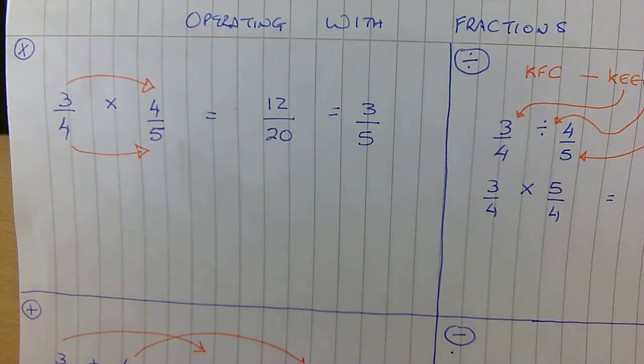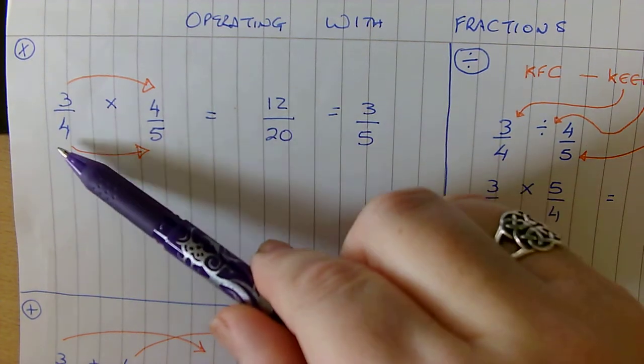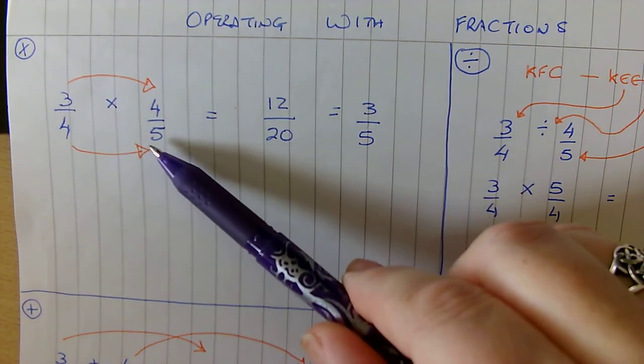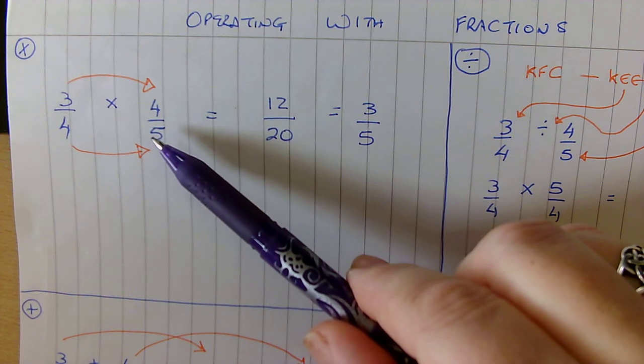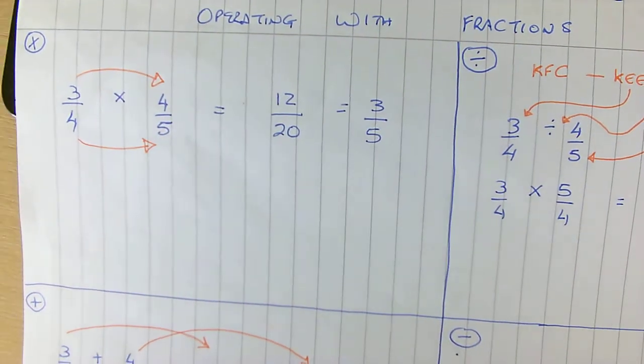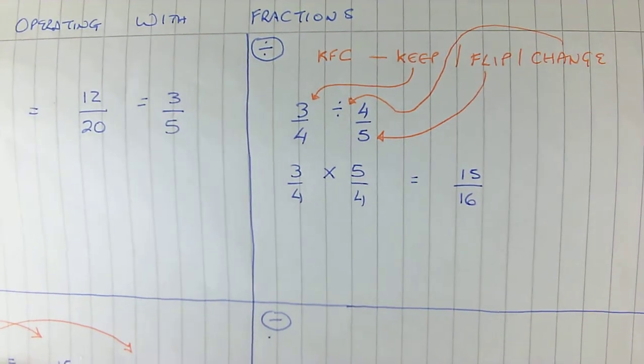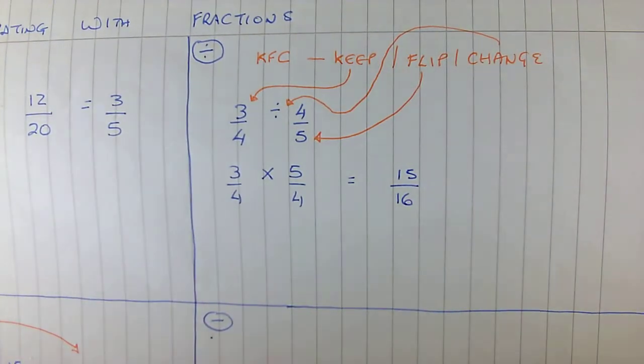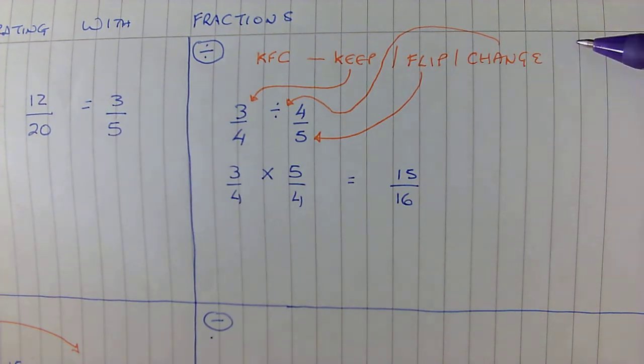Okay, so fairly straightforward. If you're starting off with a mixed number here, then you would always convert your mixed number to a fraction first. Okay, so if we take a look at division, then we use, or I use, KFC, which is keep, flip, change. There are other ways of remembering this, but this seems a very straightforward one.